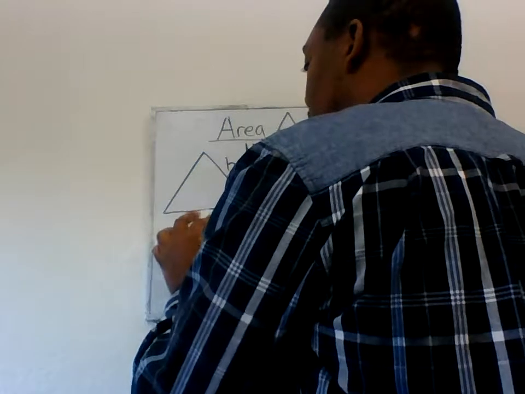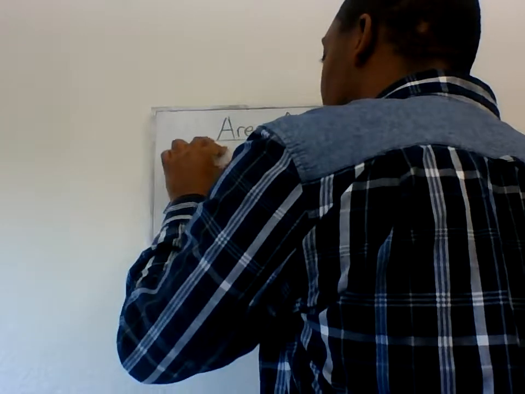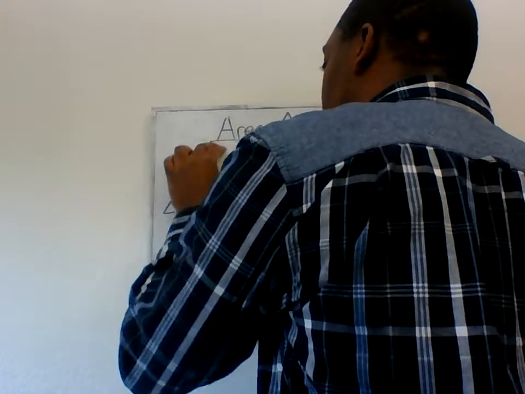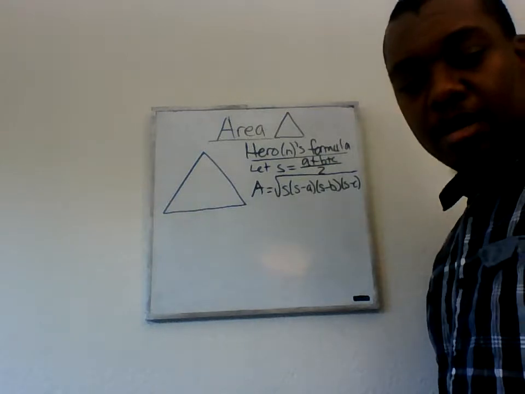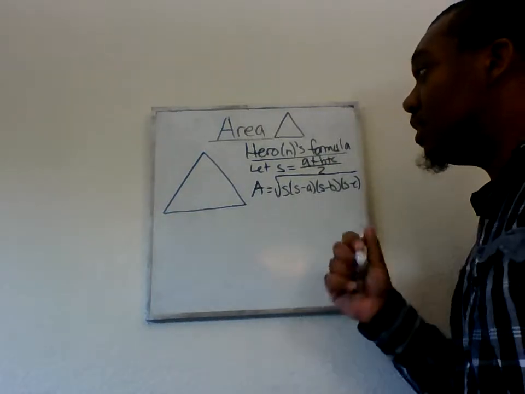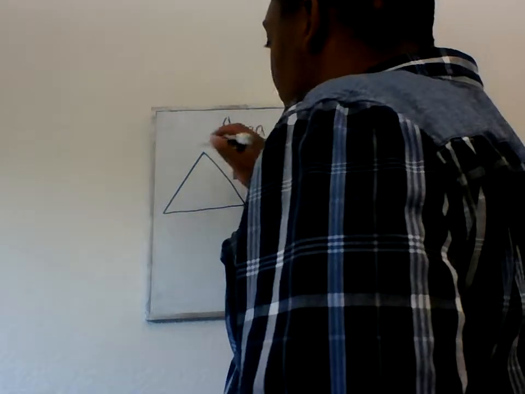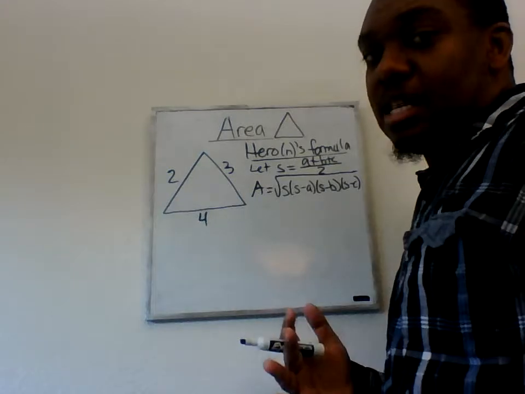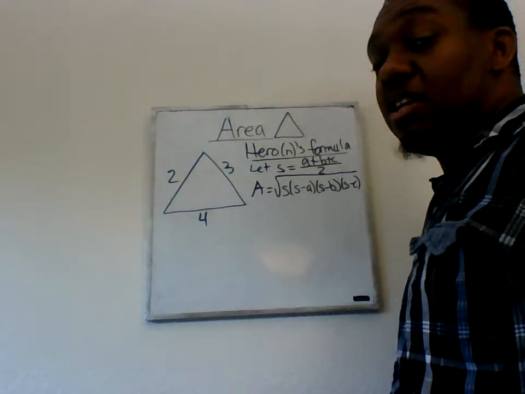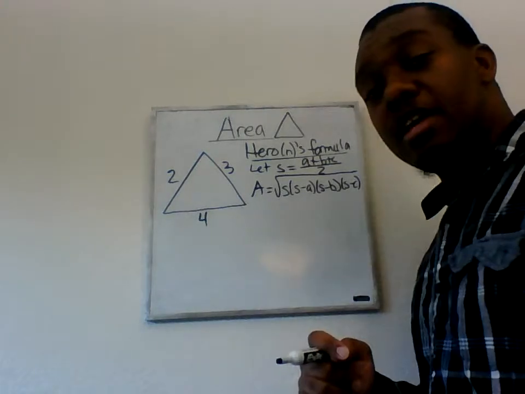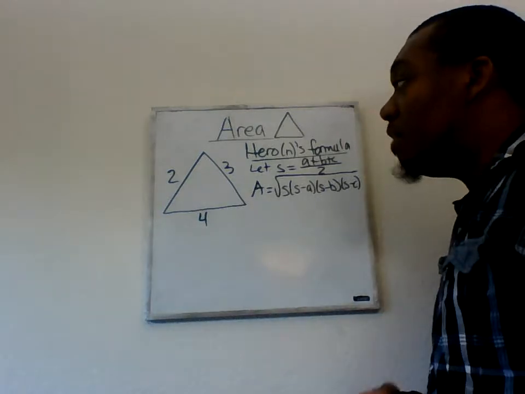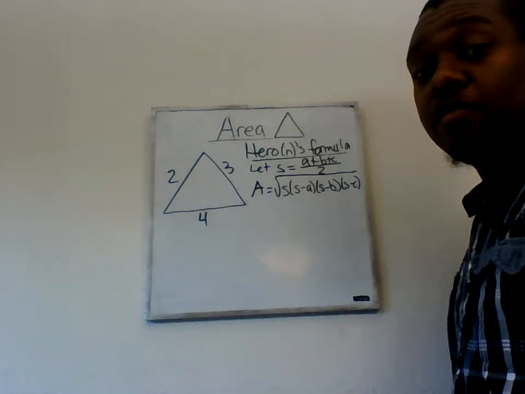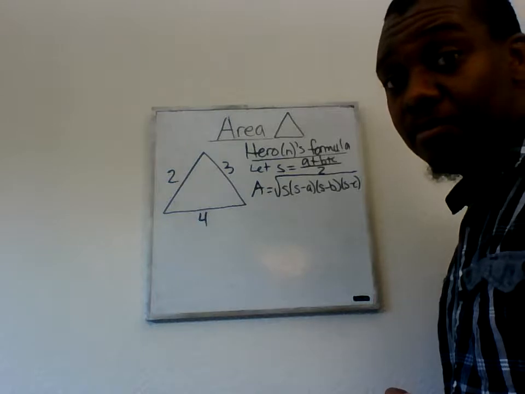So let's take three sides, and we'll use one of the most popular triangles that people like to use. And that is actually going to be the 2, 3, 4 triangle. Because you can't do 1, 2, 3. That's not a triangle. No matter how many times you try to make it a triangle, it never will be. But 2, 3, 4 is. So here we are with a triangle with lengths 2, 3, and 4. How do we find the area of it?